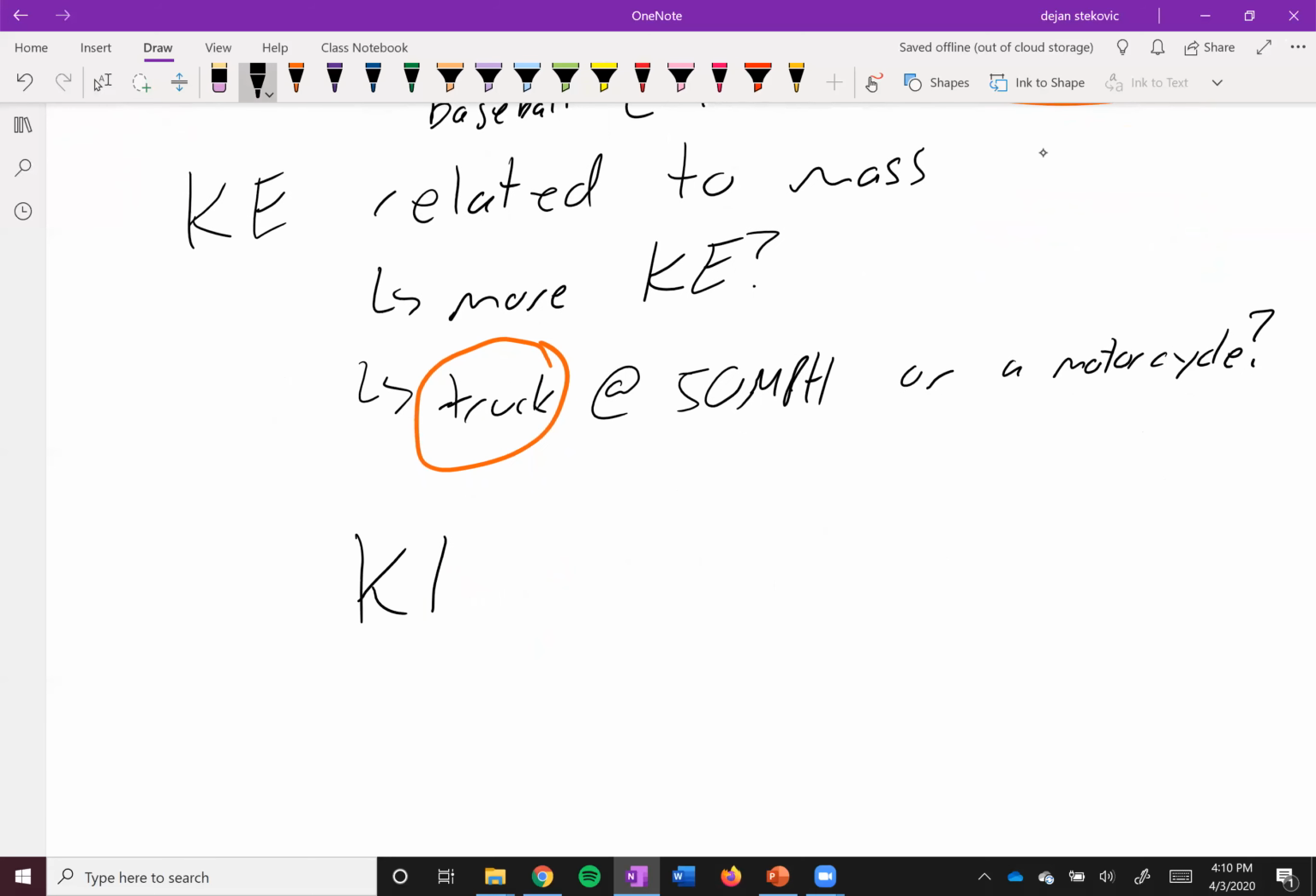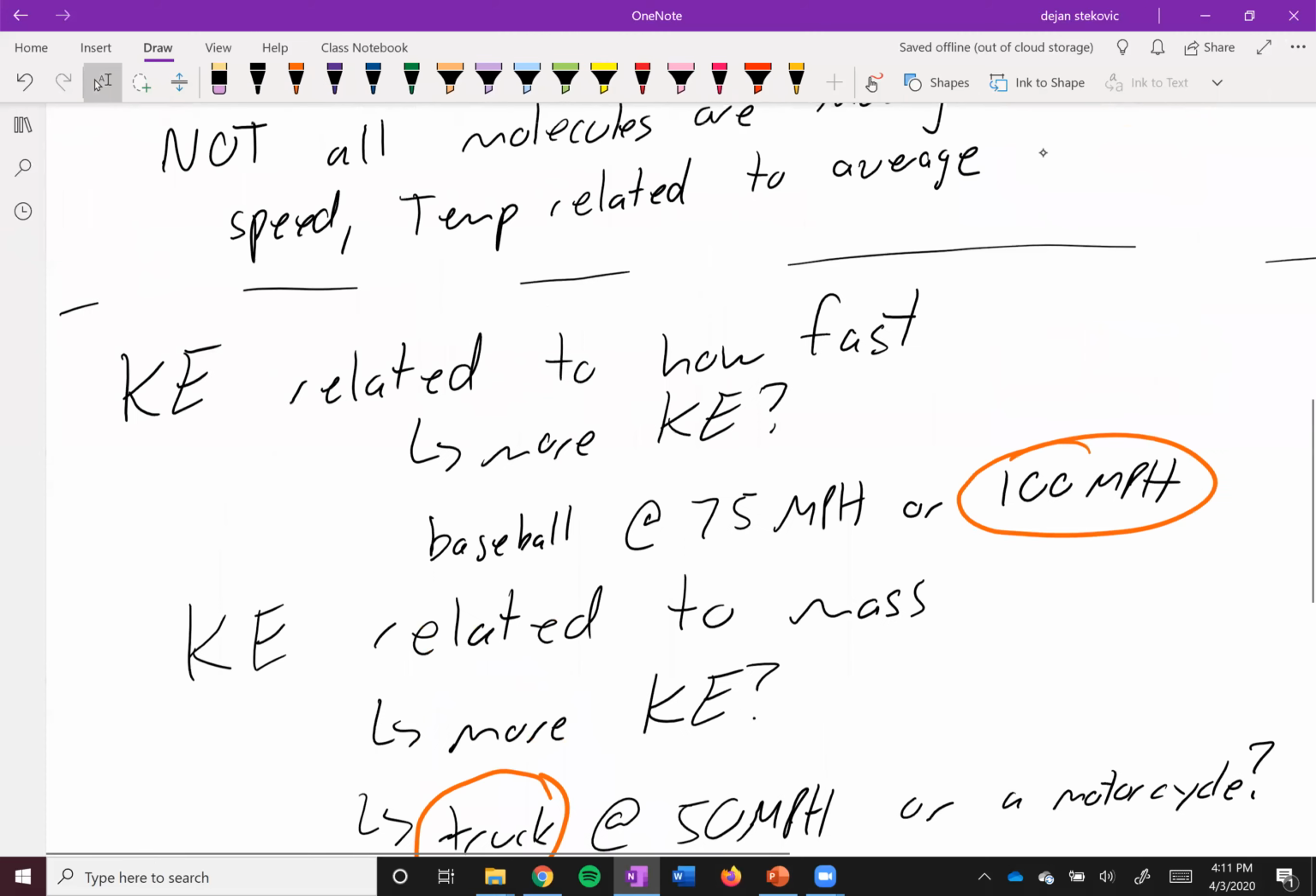The overall equation is kinetic energy is equal to 1/2 times the mass times the symbol right here, mu. It's called the velocity, right? So this is mass here. And this is the velocity, or the root mean square average velocity.